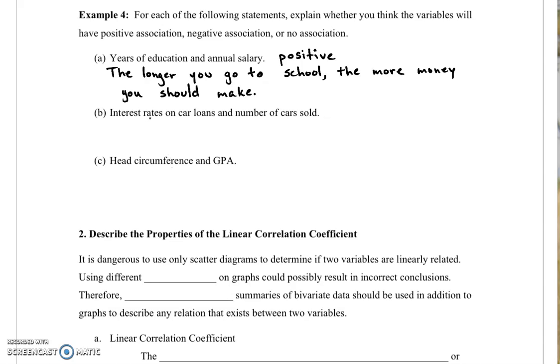What about interest rates on car loans and the number of cars sold? If the interest rates are higher, meaning the loan costs you more money to pay back, do you think people will sell more or less cars? And the answer here is this one has negative association, because the higher the interest rates, the fewer cars we sell.